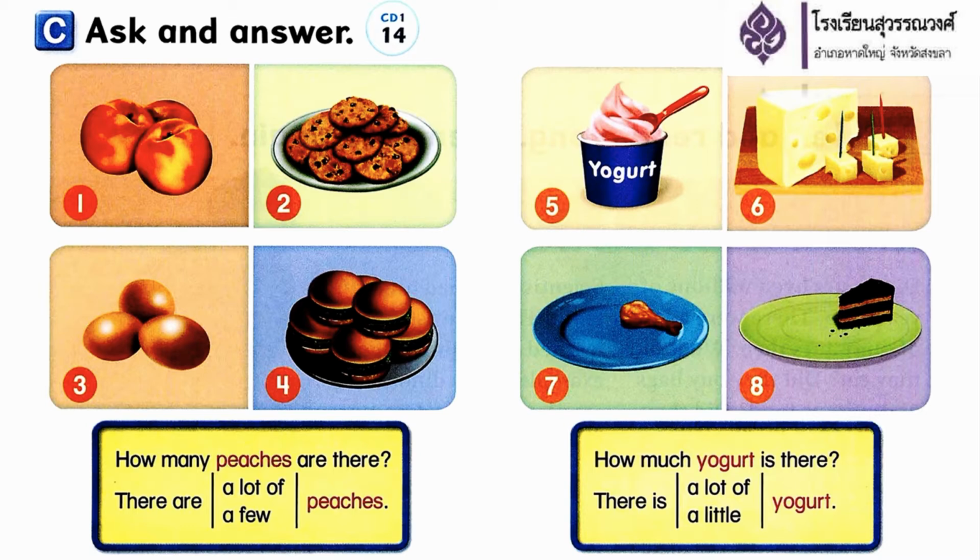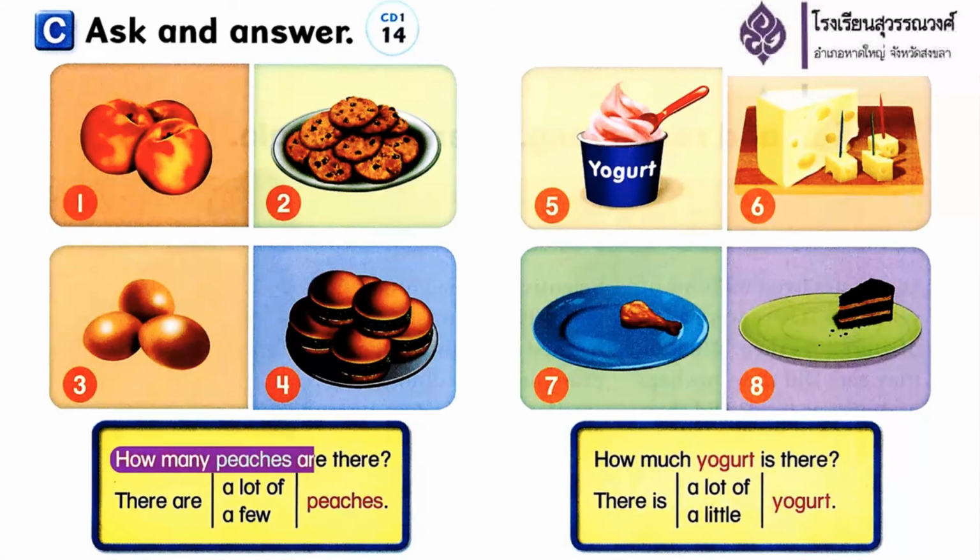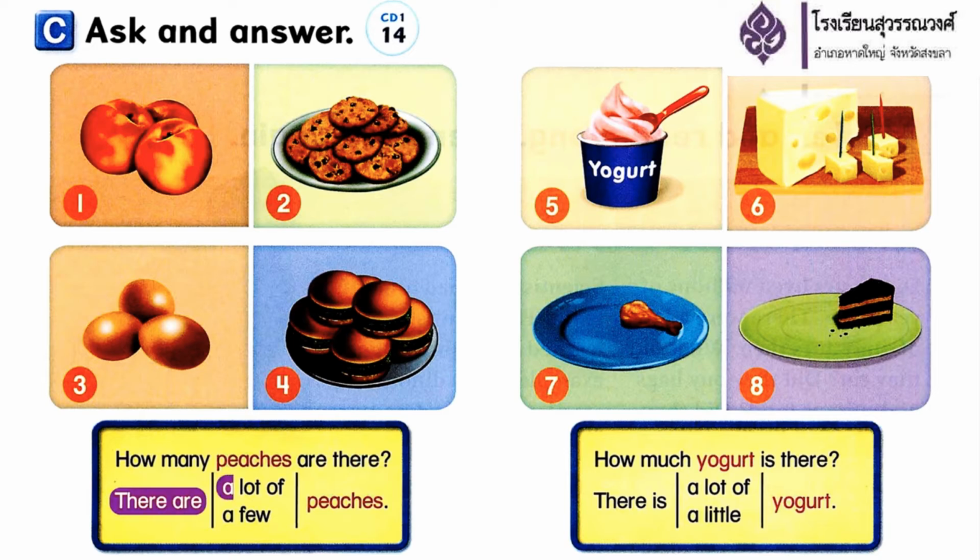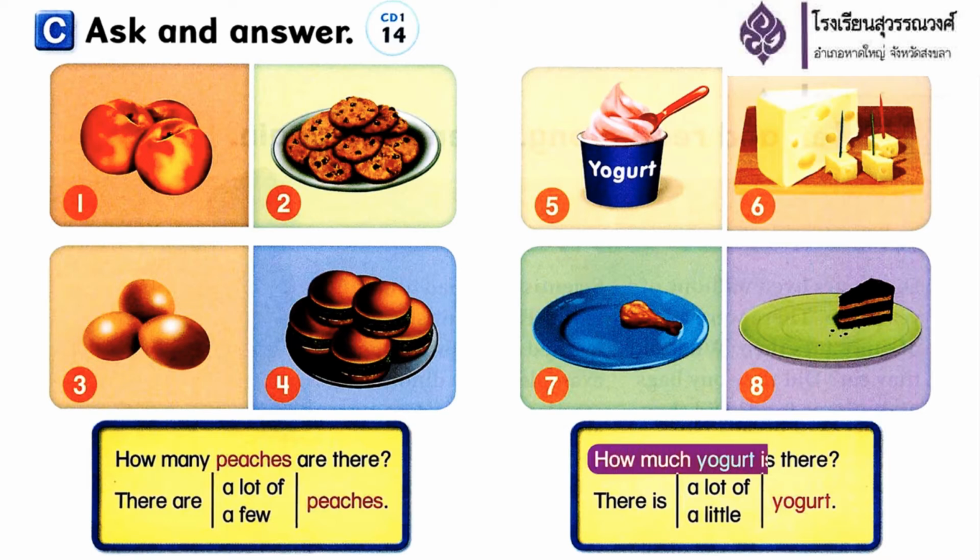Okay, now let's practice some more from the book. Ask and answer. How many peaches are there? There are a lot of peaches. There are a few peaches. How much yogurt is there? There is a lot of yogurt. There is a little yogurt.